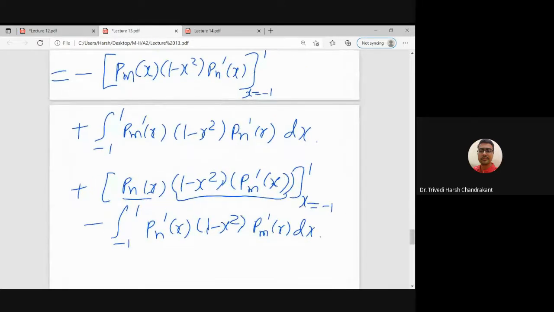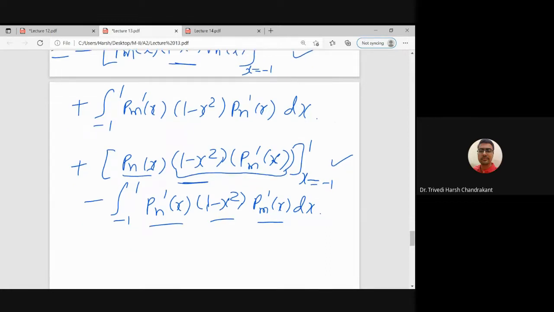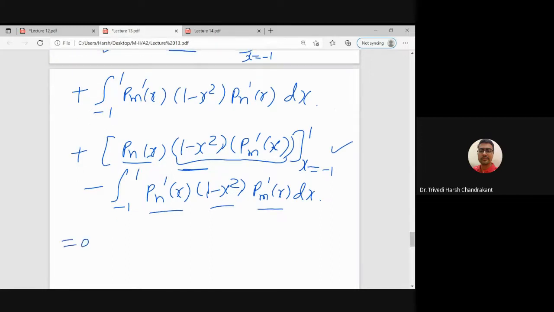Among these four terms, we can easily see that when we substitute x equals minus 1 and 1, this term will be 0, so this whole term will be 0. Similarly, this term will be 0 because we have 1 minus x², which is 0 for x equals 1 and x equals minus 1. The other two terms have positive and negative signs, so they will cancel out, because this term is Pm dash (1 minus x²) Pn dash, and this one is Pm dash (1 minus x²) times Pn dash. The same term with the opposite sign cancels out, and the other two terms are zero. So finally we get this value to be zero.